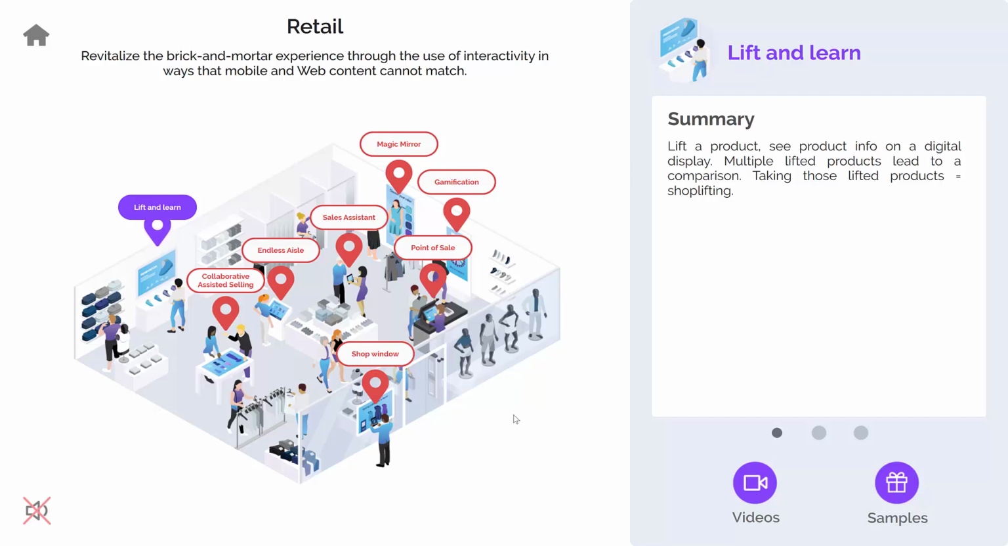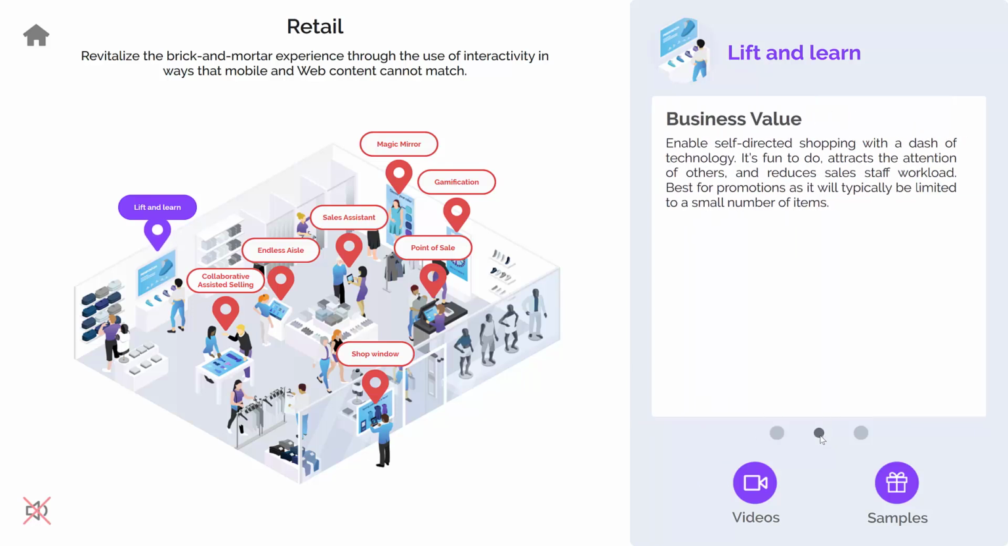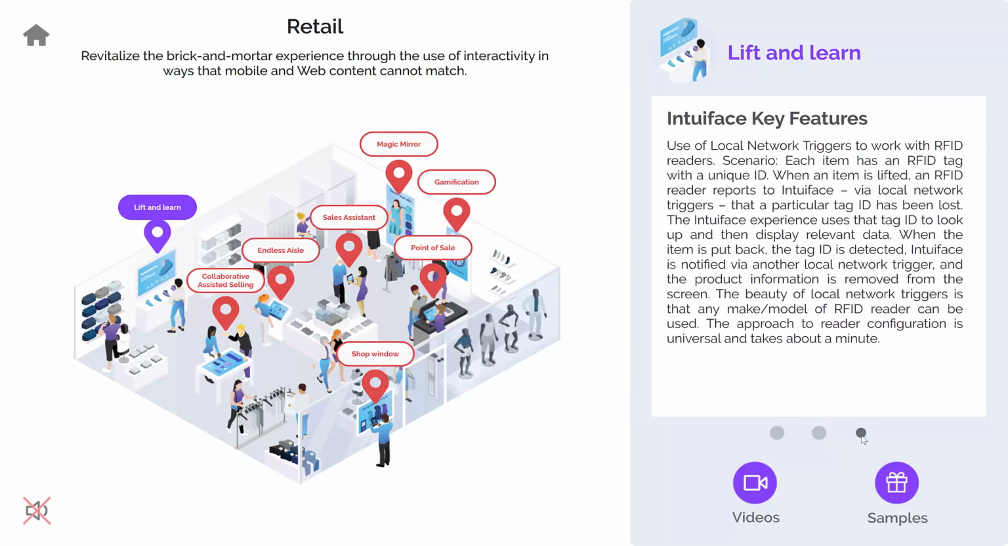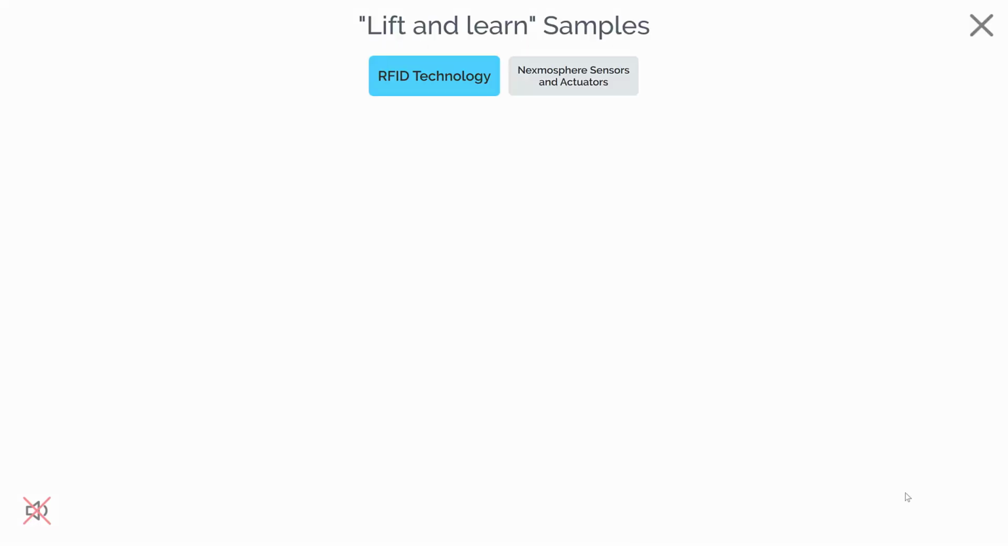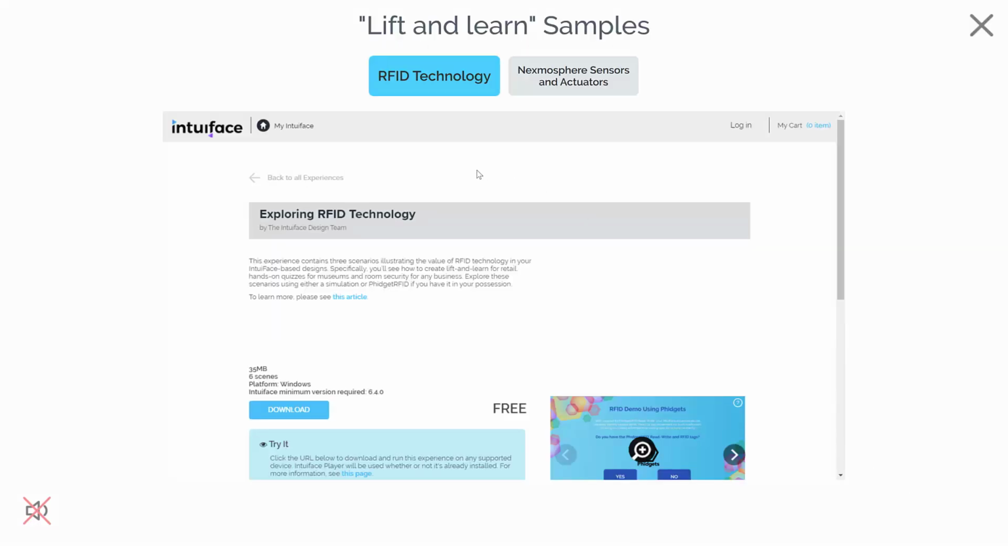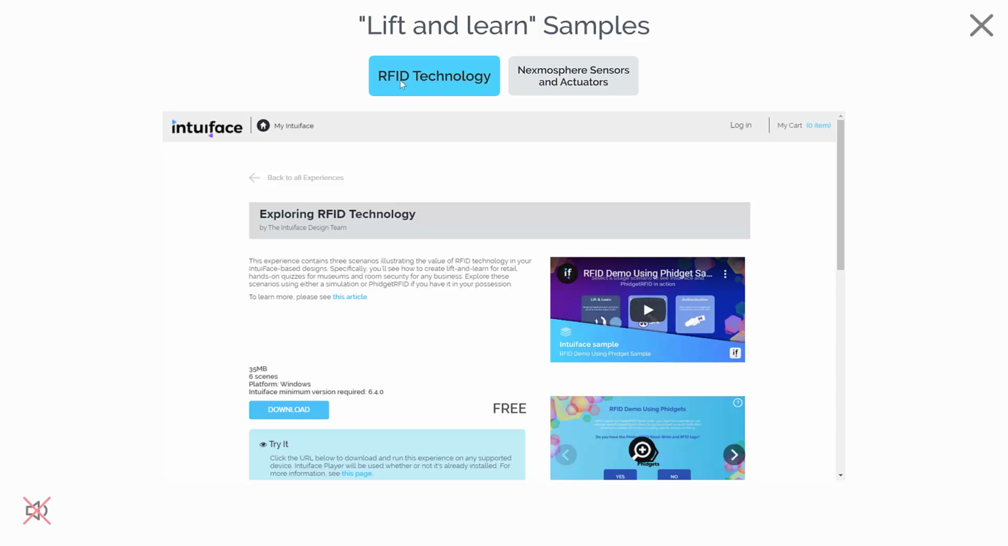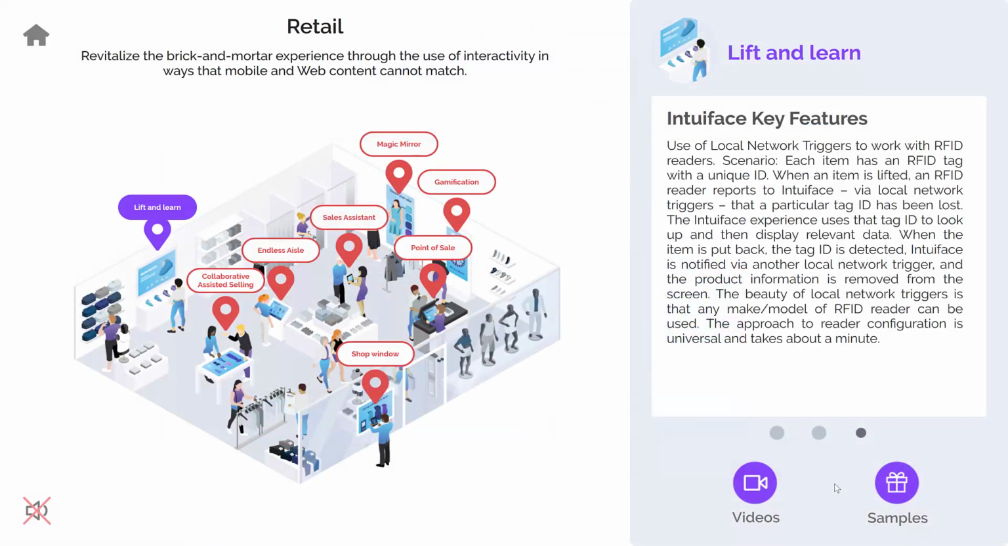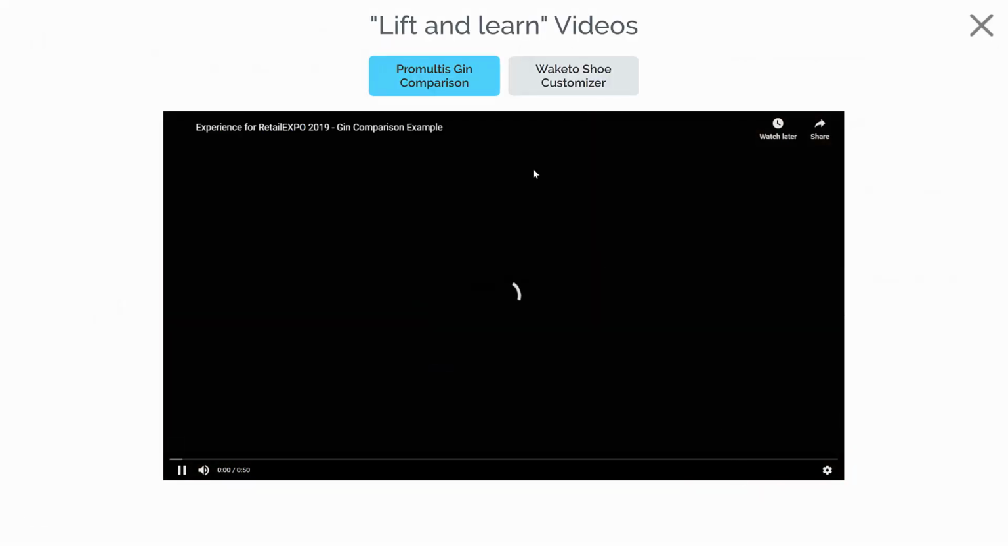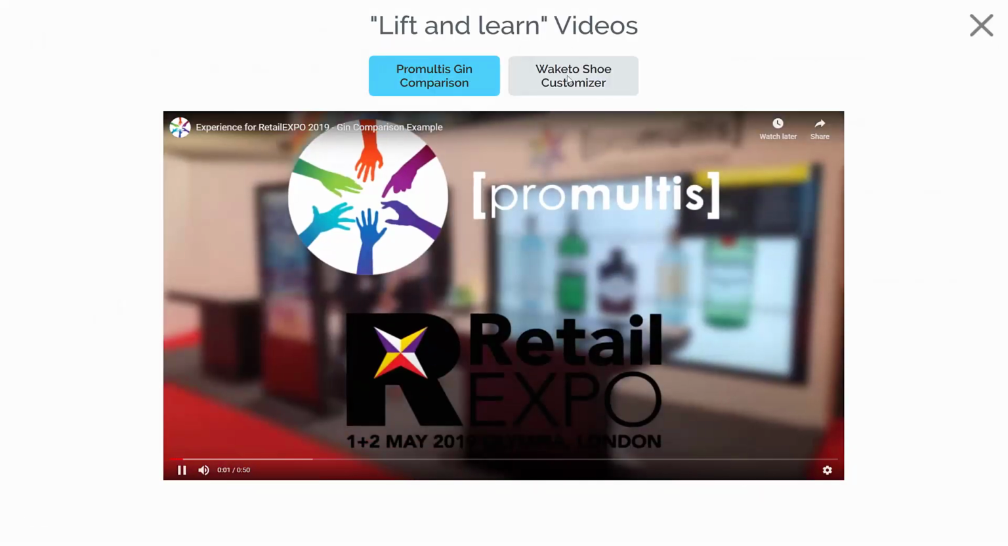Now you'll notice over here on the right hand side, we've got a little summary. What I like to do when I'm talking to my customers is just scroll them along here, show them the business value and the Intuiface key features. Underneath, speaking of samples, we have samples here where you can look at some particular RFID technology, Nexosphere sensors and actuators, or back in here into videos. And in this case, we have one from Promultis and Wacato.